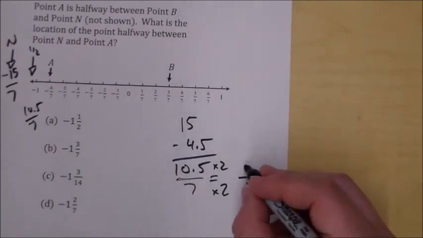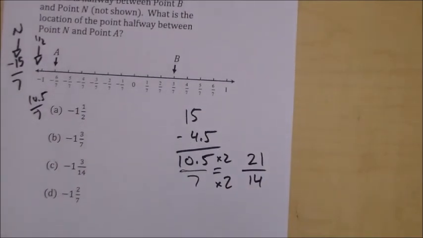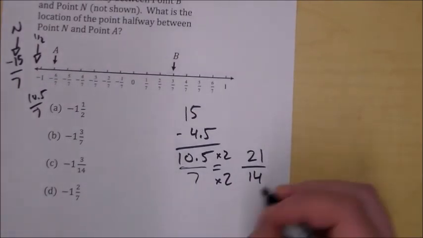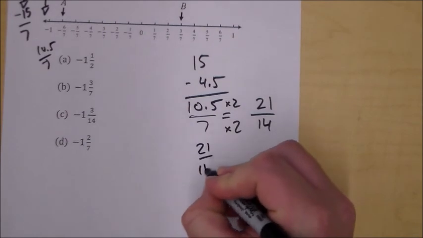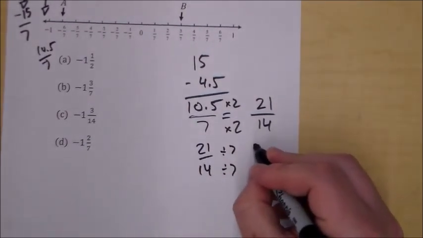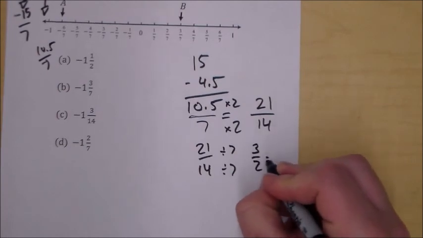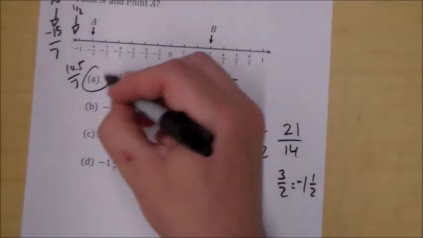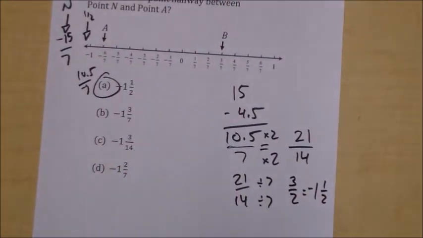10.5 times 2 gets us to 21/14. 21/14, oh, that can be simplified, right? 21/14, let's divide them both by 7. What do we get? We get 3/2, which equals 1 1/2. And remember, we're negative. So that's it. That's our answer. We're good.